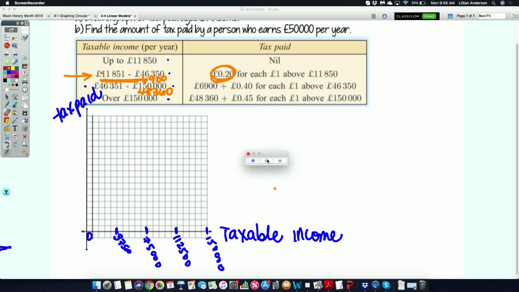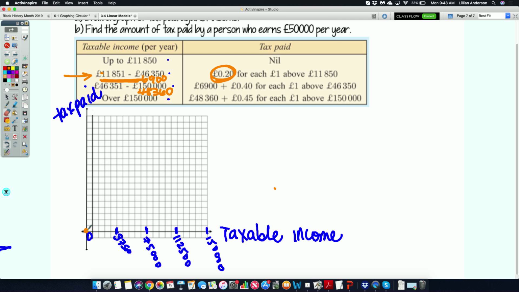I have a question. If someone made 150,000, would they pay with the middle bracket? Yes. When they make 150,001 pounds, that's when they start going over. That's when they're in the highest one. When someone makes no money, do they pay any taxes? No. And if they make 11,850 pounds, how much taxes do they pay? None. They still pay none.